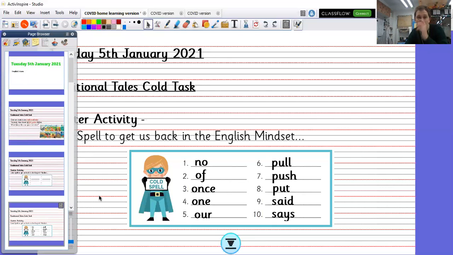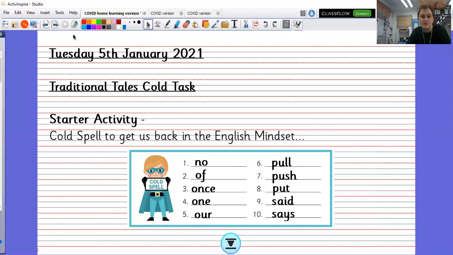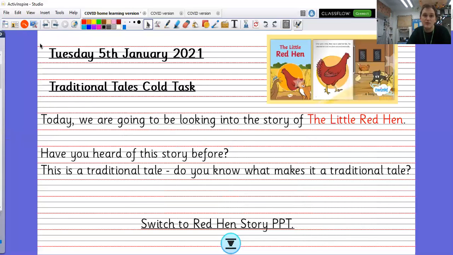Okay, here they are. Here are those lovely answers. So you've got no, of, once, one, are, pull, push, put, said, and says. Okay, remember, have a look at your corrections, but please don't panic. We will get there with those. Okay, moving on and moving back to our lovely traditional tales topic.